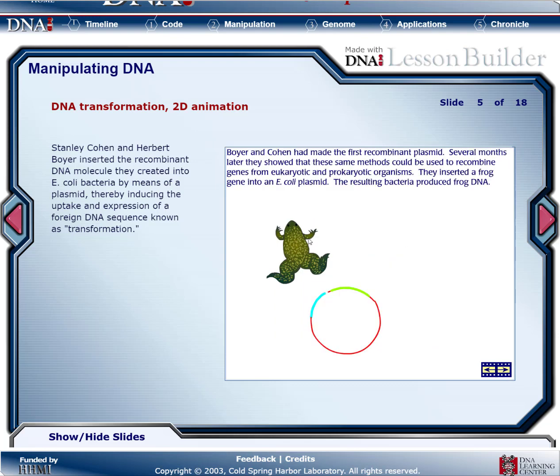Boyer and Cohen had made the first recombinant plasmid. Several months later, they showed that these same methods could be used to recombine genes from eukaryotic and prokaryotic organisms. They inserted a frog gene into an E. coli plasmid. The resulting bacteria produced frog DNA.